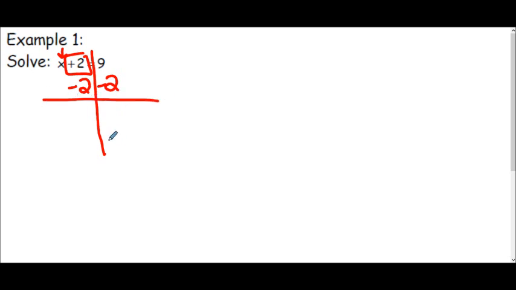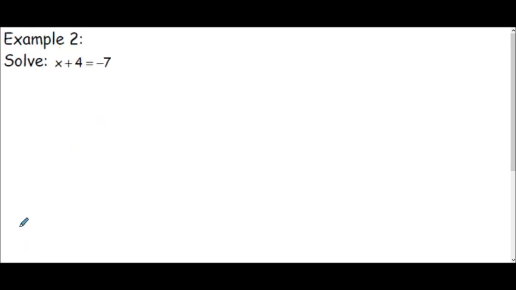Here's my big line to separate that step. So positive 2 and a negative 2, that makes 0. So this cancels out. What do I have left on this side of the equation? X. Now, on this side, I'm going to simplify the 9 minus 2, which is 7. So my answer is x equals 7.